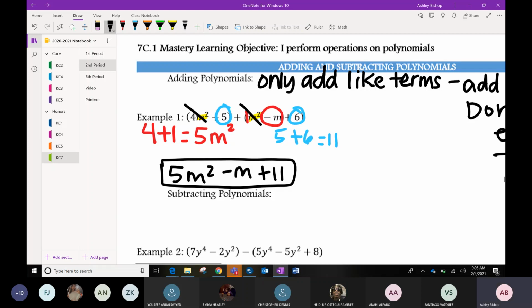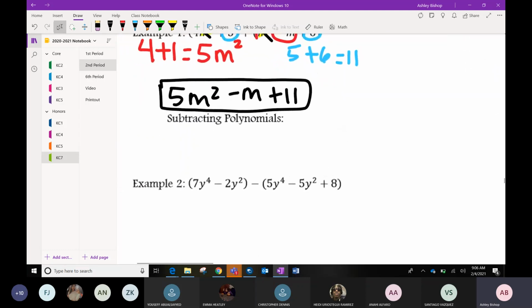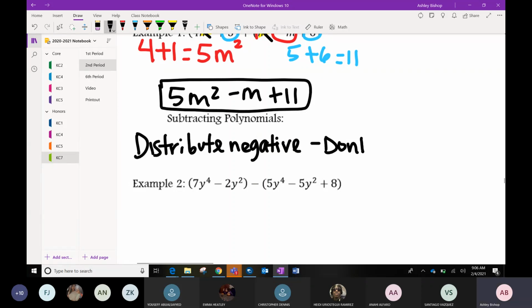All right. Subtracting the polynomials is very similar. When we subtract polynomials, we need to distribute the negative. So subtracting polynomials, we are going to distribute the negative, and I'll show you what that looks like. Distribute the negative, and again, don't touch the exponents.